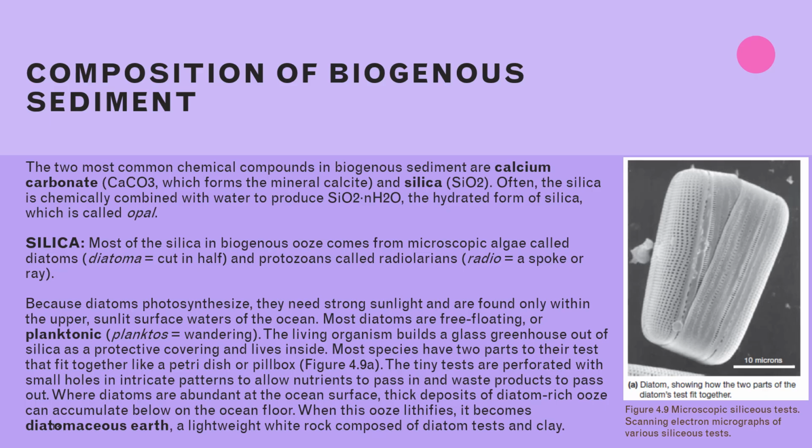So now let's talk about the silica. Most of the silica in biogenous ooze comes from microscopic algae called diatoms. The word diatom comes from diatoma, which means cut in half, and protozoans called radiolarians. Radio means a spoke or a ray. So these two organisms contribute to the silica.